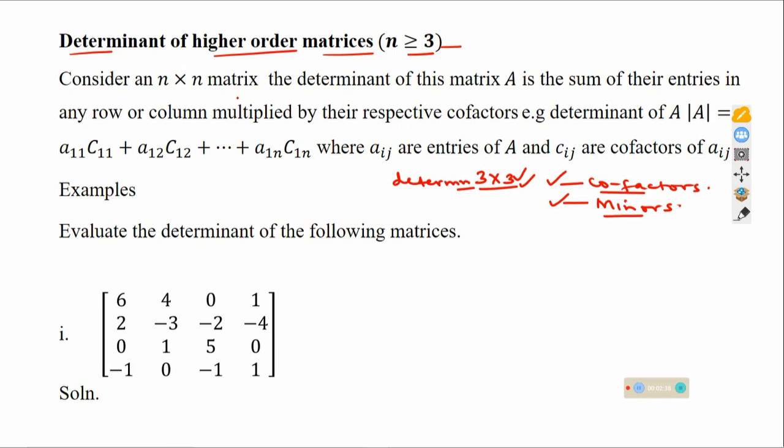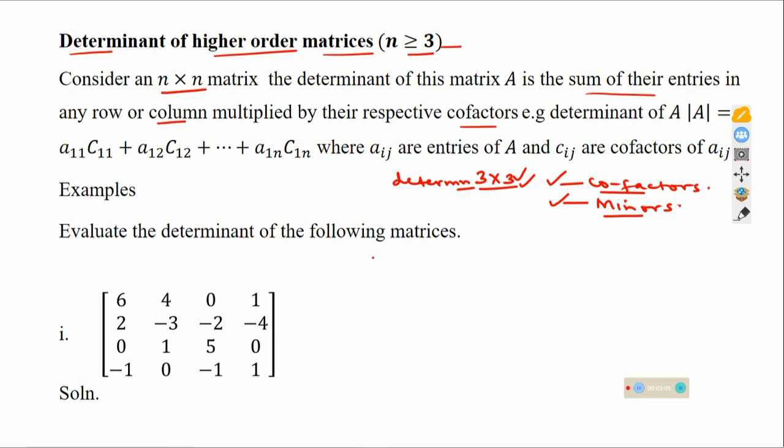So if we need to obtain the determinant of a matrix A, which has the order n by n, we shall simply consider the sum of the entries in any row or column multiplied by their respective cofactors. What do we mean?